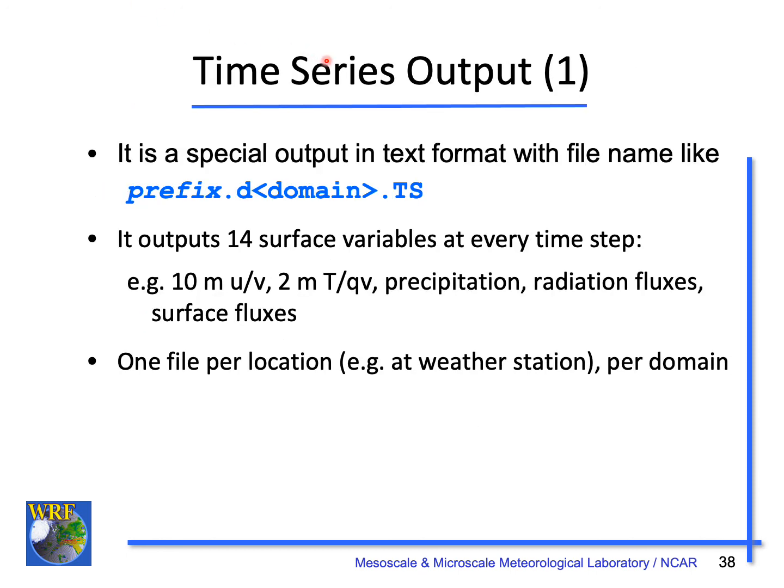The final option we will cover is time series output. In contrast to other output from the model, which are binary, the time series output is in text format and is written to a file named such as this. Here the prefix is usually a location name. It outputs 14 surface variables at every model time step. Variables like 10-meter wind, 2-meter temperature, water vapor mixing ratio, precipitation, and so on. The data is written one location per file per domain.